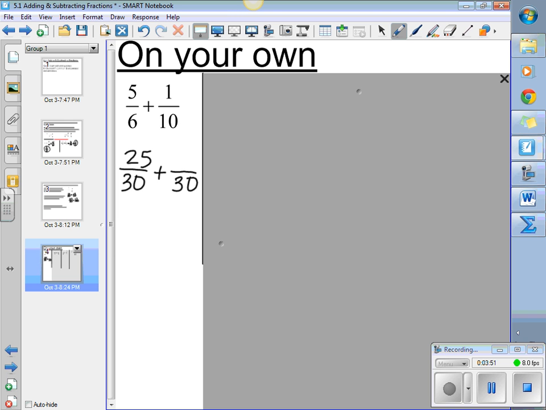What I do to 10 to get to 30, I multiplied it by 3. 1 times 3 gives me 3. 25 plus 3 gives me 28 over 30. Both of those have a factor of 2. So now I simplify it by dividing them both by 2. So I get 14 over 15.